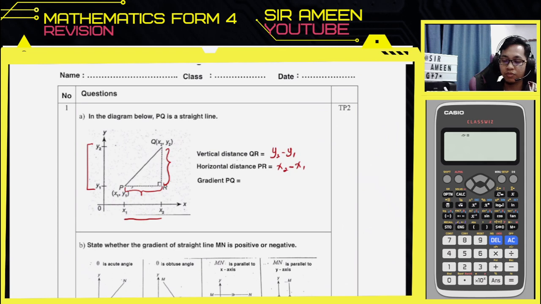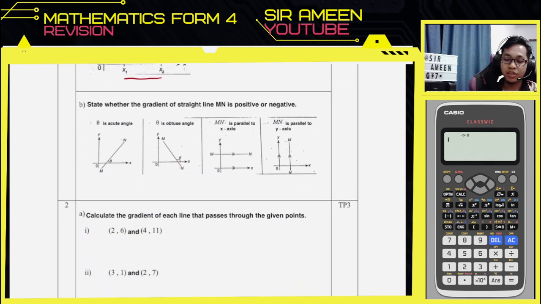Okay, and then for the gradient, you know that the gradient is the vertical distance divided by the horizontal distance. So we just need to use these values in the formula. So y2 minus y1 over x2 minus x1. So this is actually the formula for the gradient of a straight line, if we want to find the gradient using coordinates. Okay, so this is the formula.